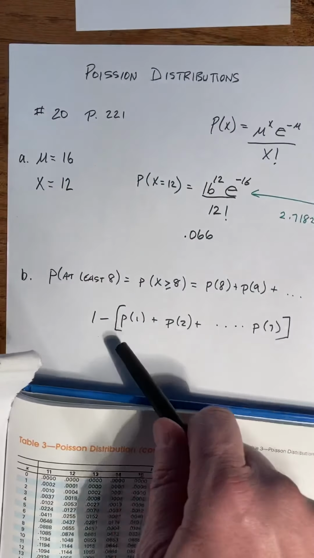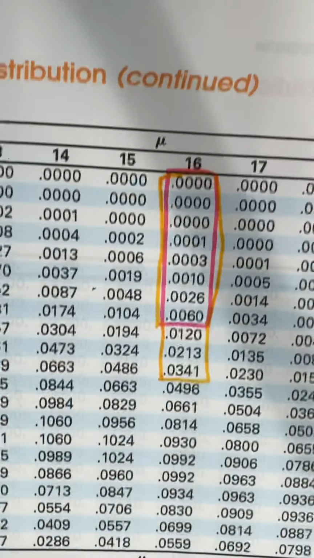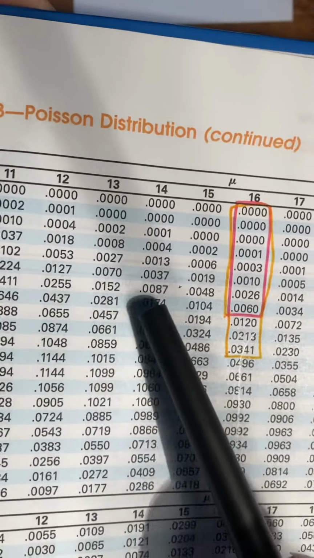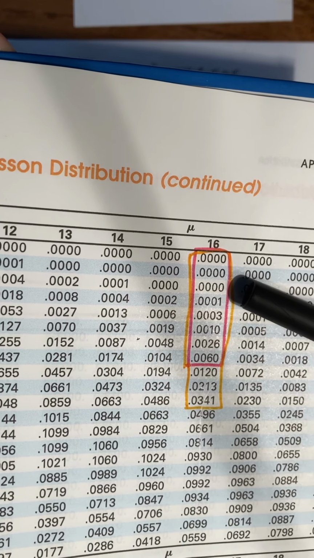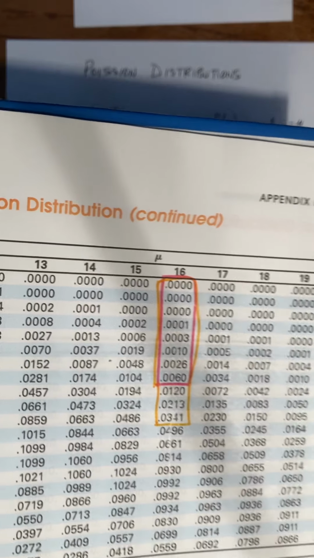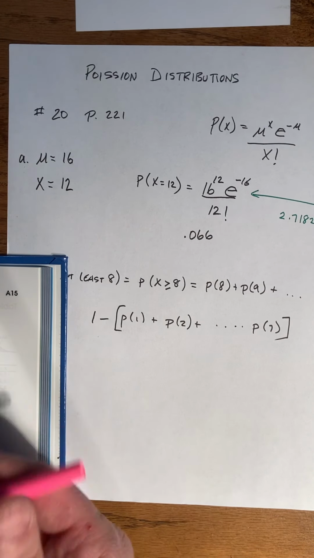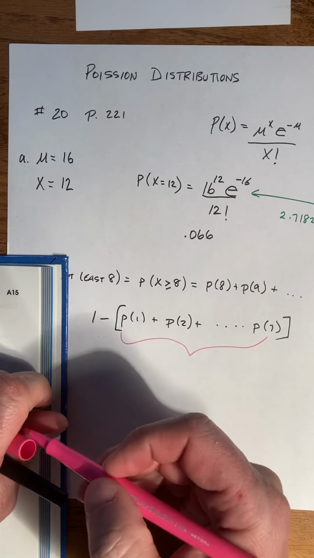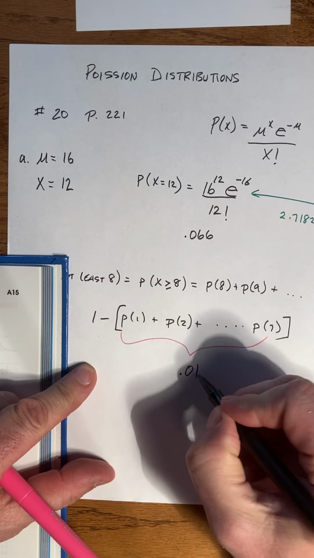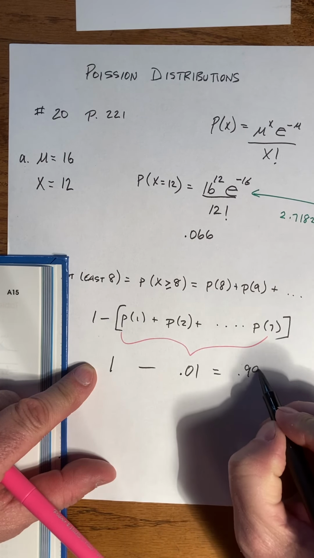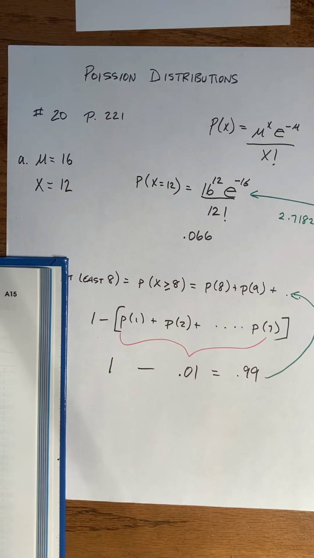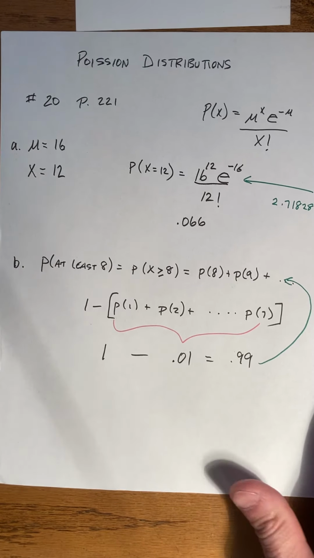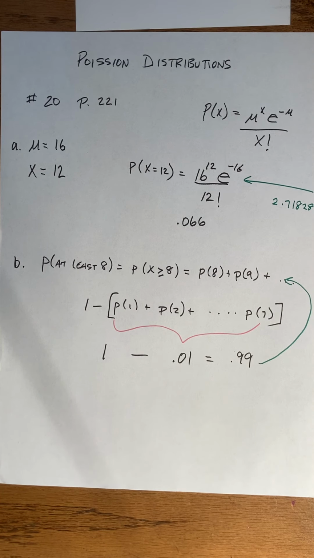But in this case, I want to do 1 to 7 and add them together without doing the formula over and over again. So I'm looking up 1 to 7. I'm going over to where my average is 16, and I'm going to add all these up. Now the first 2 or 3 are zeros, right? But if I add those all up, I'm going to get 0.01. And then we're going to go 1 minus 0.01, get 0.99. If we get 0.99, that's the answer to 8 or more, or at least 8. We did that with the aid of the table in the back of the book, so we didn't have to use the formula over and over again.